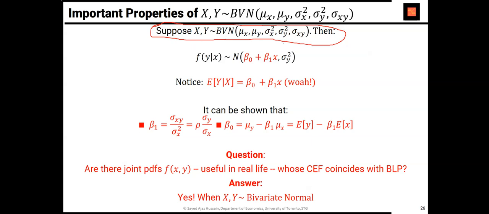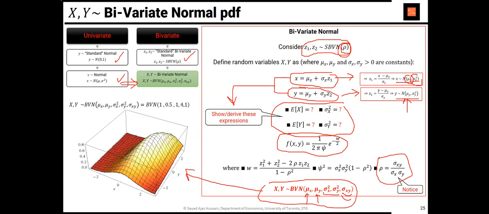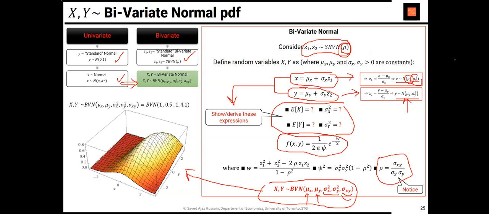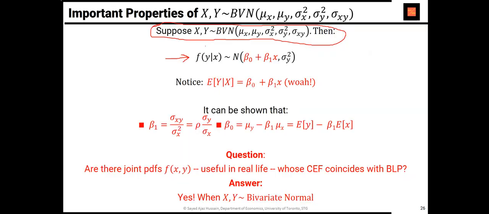If that's the case, one can show that the density of y conditional on x is a normal distribution. Beautiful. Wow. Amazing. X is normal, y is normal, but the density of y given x is also normal. And you remember the first term is the expectation, second term is the variance.